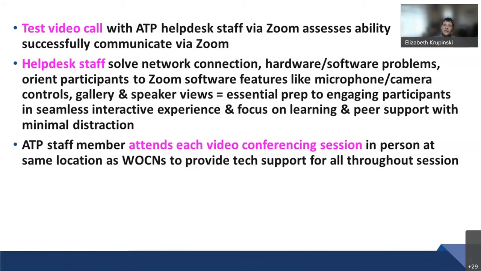The ATP staff member actually attended all the video conferencing sessions in person at the same location to provide tech support throughout the sessions. They were at the same location as the ostomy nurse, the presenters were. And so they were 100% on board. It wasn't like hook everybody up and then they're gone. Next slide.